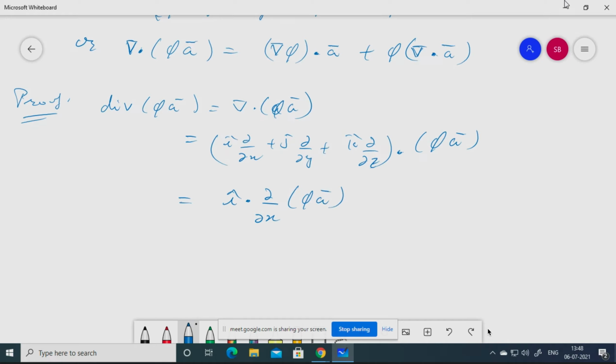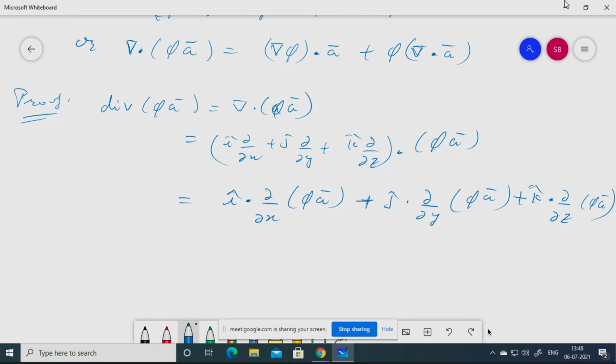Why am I taking a dot product? Because a bar will have i, j, k, all those things. So with i, you will have dou by dou x of phi a bar. I dot i, you will have some number, a coefficient, and this part needs to be differentiated with respect to x. Similarly, you will have j cap dot dou by dou y of phi a bar. Similarly, you will have k bar dot dou by dou z of phi a bar.